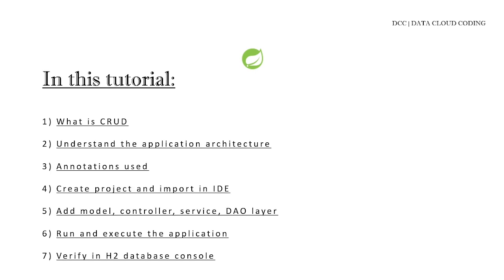In this tutorial we will see what CRUD is. We will understand the application architecture that we will be building. We will quickly have a look at the annotations that we will be using. Then we will create our project and import it in our IDE. We will add the layers like the model, the controller, the service, and the repository, or the DAO layer, and then we will execute the application. And once running, we will test our application by performing the CRUD operations. Okay, so let's get started.